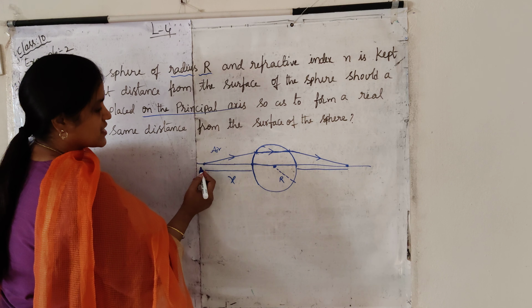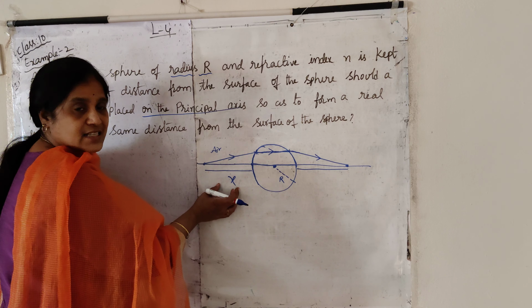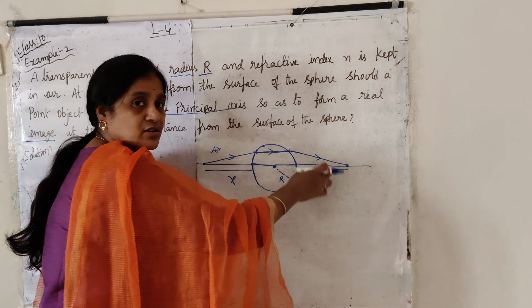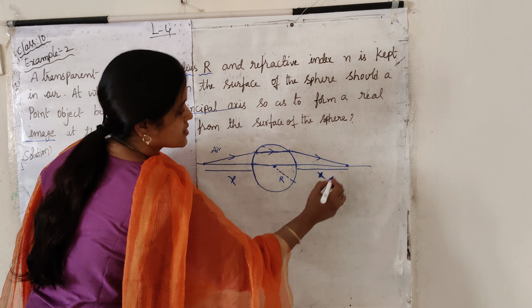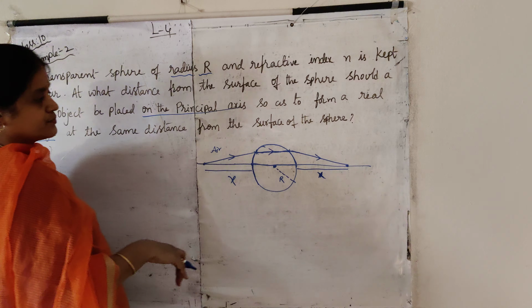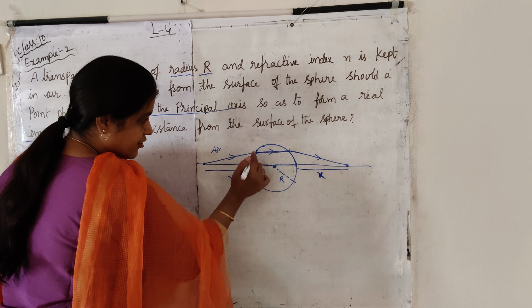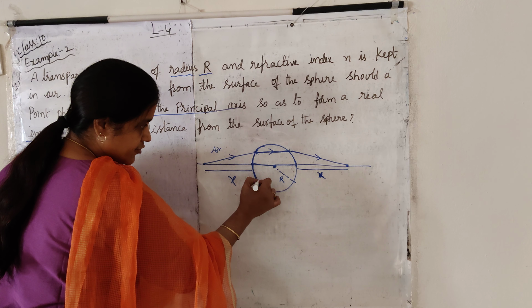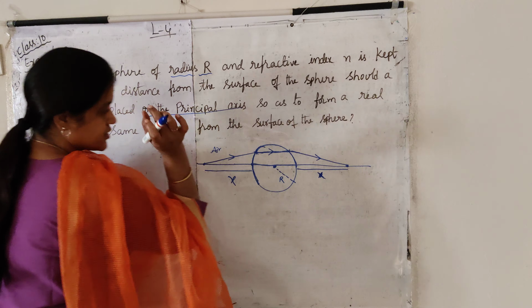So here when you place a point object, that distance I'll take as x. If it is x, you should get the image also at the same distance. So this also I'll take as x. Okay. Now here the refraction, first I will find out the refraction at this first surface. I'll find out the refraction of light at this first surface.